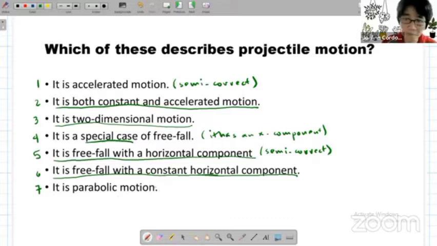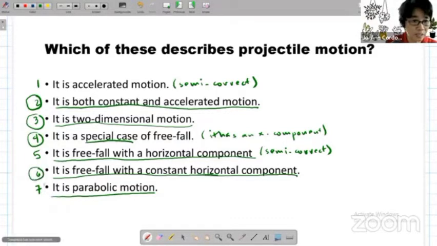So, number 7 first. Sorry, I'm speeding up this slide a bit. It is parabolic motion. Is it? Yes. Okay. So, it is parabolic motion. Essentially, all these statements are accurate except that some of them have a missing part in the description given. So, the complete descriptions are number 2, number 3, number 4, number 6, and number 7. Okay, so those are the appropriate statements regarding projectile motion.